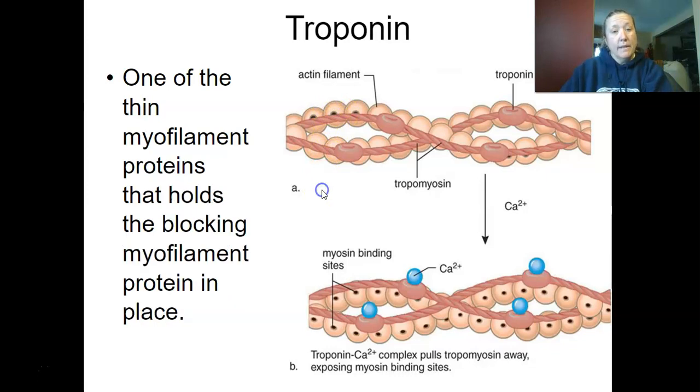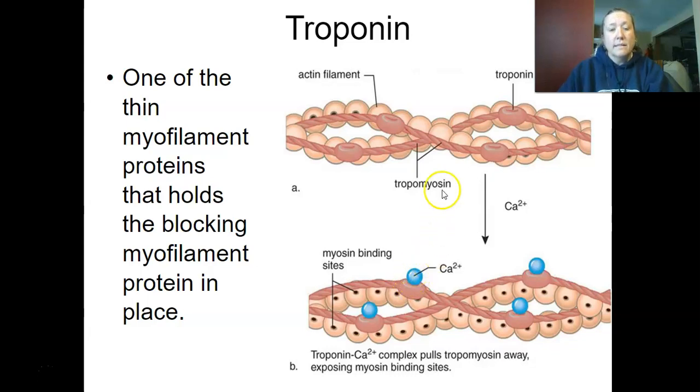And we're going to do that because troponin right here, the little red spots, I guess you could say, is another little protein. And it is actually what holds the tropomyosin in place. And so troponin, these little red ones, are going to have to bond with calcium. Okay, so calcium is going to be needed for muscle contraction.